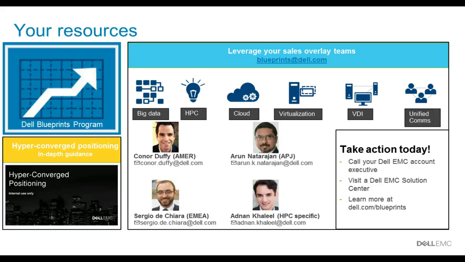Please pay attention to the four gentlemen that I have called out on the screen, depending on which region your customers are in. These are the sales overlay team members that you need to leverage. So it's Connor for the Americas, Sergio for EMEA, and Arun for APJ. These folks will be more than happy to answer your questions on behalf of customers and work with you hand in hand to identify the best overall solution for your customers. Adnan Khalil is the Business Development Director for HPC worldwide. So for any high performance computing questions specifically, please feel free to reach out to him.